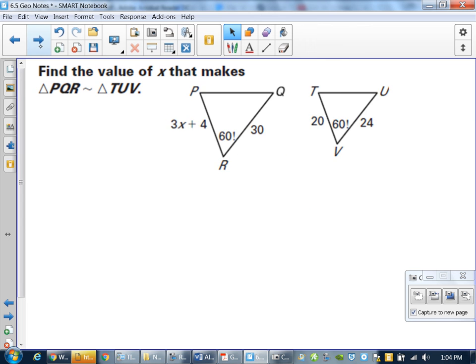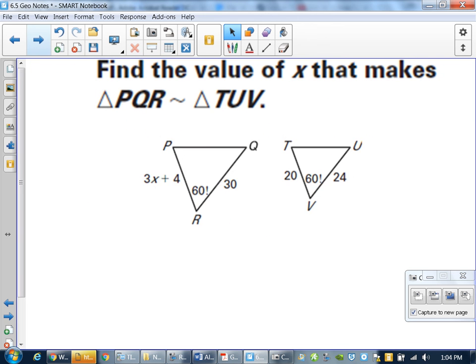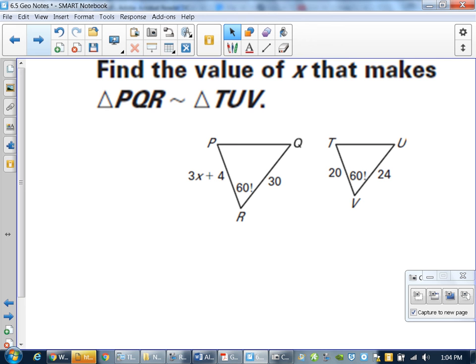Example. Same deal. Find the value of x that makes it something similar. And you're given a diagram. In the diagram, you've got an angle between the two sides.